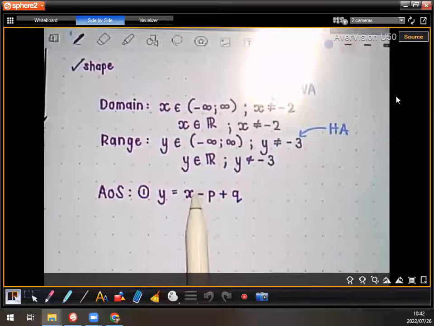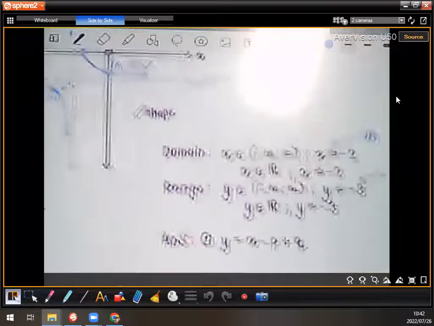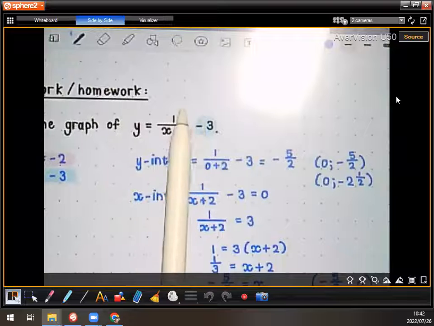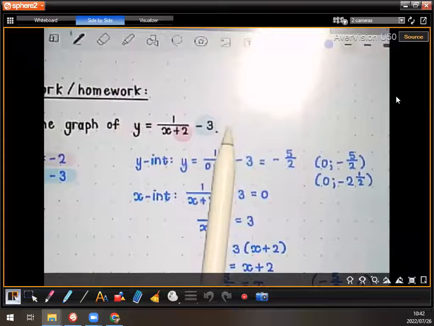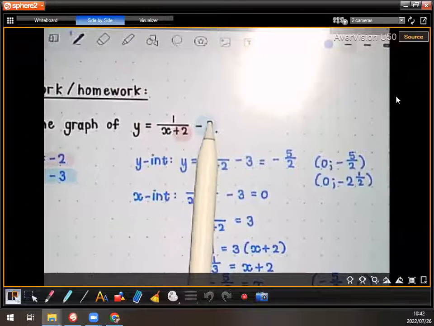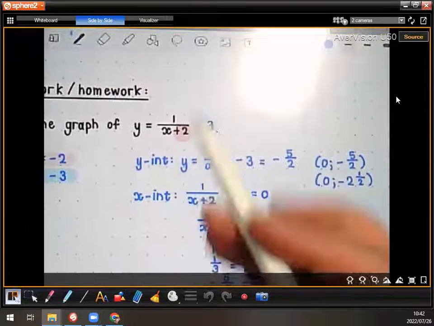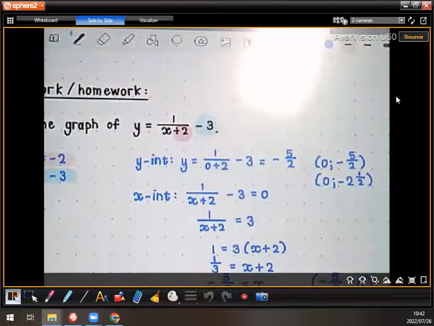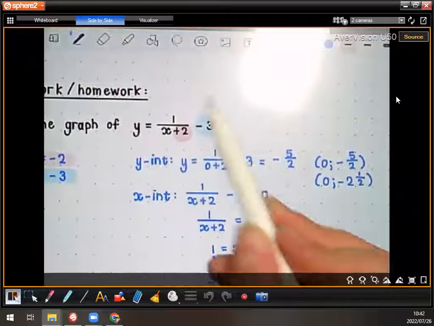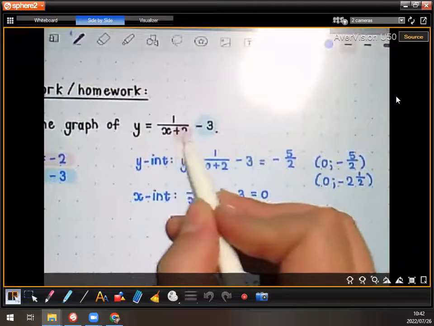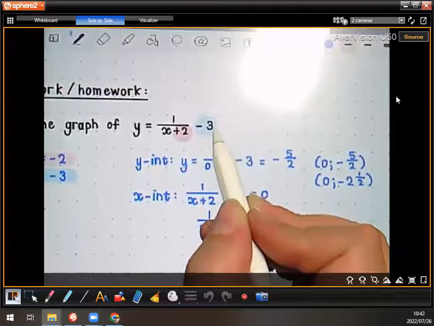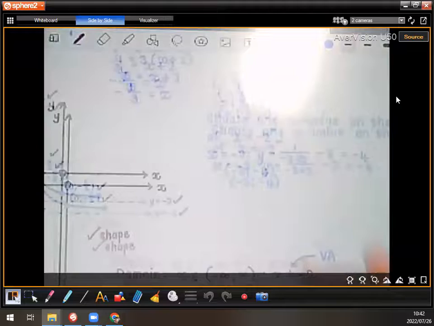Now the x minus p is your denominator. So what is the equation of this graph? The equation of the graph was y equals 1 over x plus 2, minus 3. Now the denominator is x plus 2, and your q value is minus 3. You don't have to calculate anything else, you're just looking at the equation. This is x minus p, and that is plus 2, so x plus 2, minus 3.